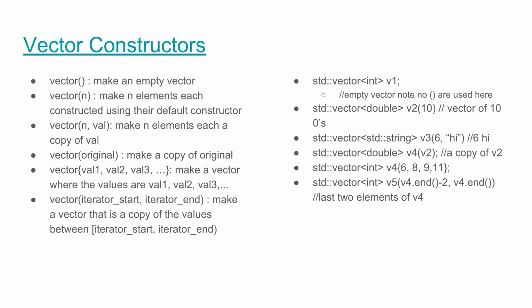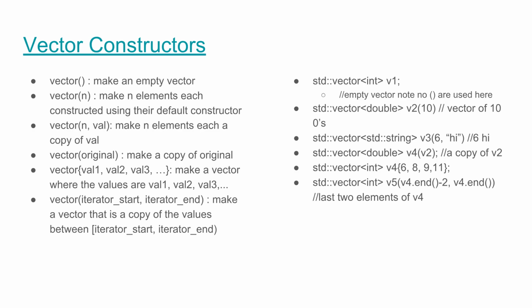So vector constructors, there are quite a few. If you just say vector with no arguments, you make an empty vector, or like an empty list. Vector of n will make n elements, each constructed using their default constructor. You could say some number and then val, and it'll make n elements inside that vector, each a copy of val. You can say vector some original to make a copy of the original. You can also do vector and then in curly brackets list a set of values. That'll create a vector with those values that you've said.